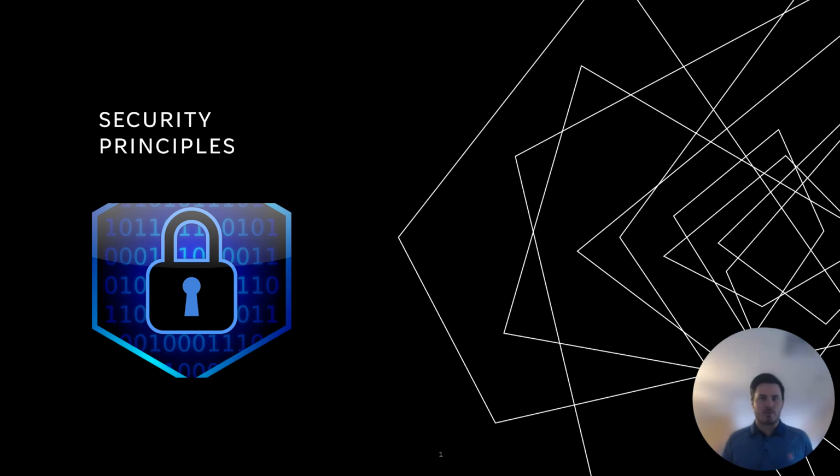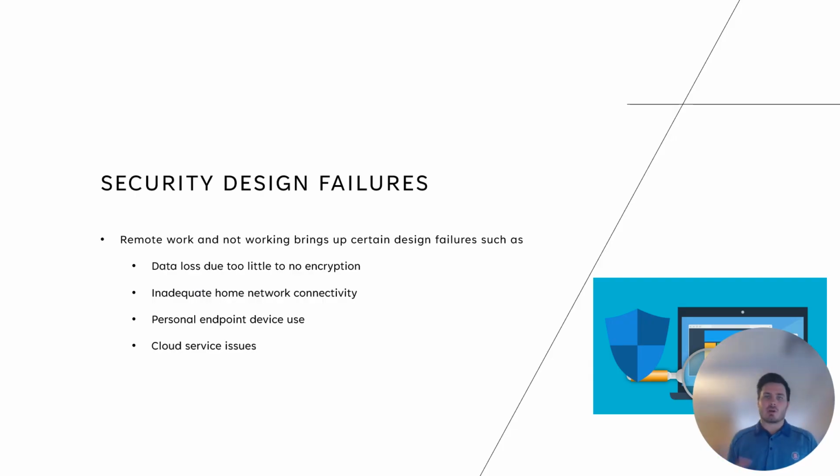Today we're just going to go over some security principles that have been failing due to the new remote working situation. So let's start off by talking about some of those design failures. Four that I have noticed to be increasingly big issues are data loss due to little to no encryption, inadequate home network connectivity that some of our employees are having, personal endpoint device use, and cloud services, which is something we've been dealing with as well.